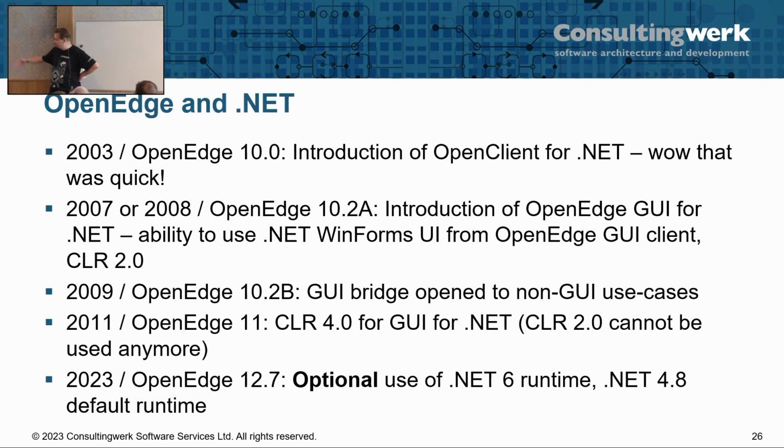So now, 12 years later, and it looks a little bit like 12 years, not a lot has happened in the .NET support. Progress offers us optionally the use of the .NET 6 runtime, but the .NET 4.8 framework runtime is still the default runtime. So it's now a new option. But you have to choose. You use one or the other. You cannot use the .NET 6 runtime for some components and the 4.8 framework runtime for other components. You have to choose.